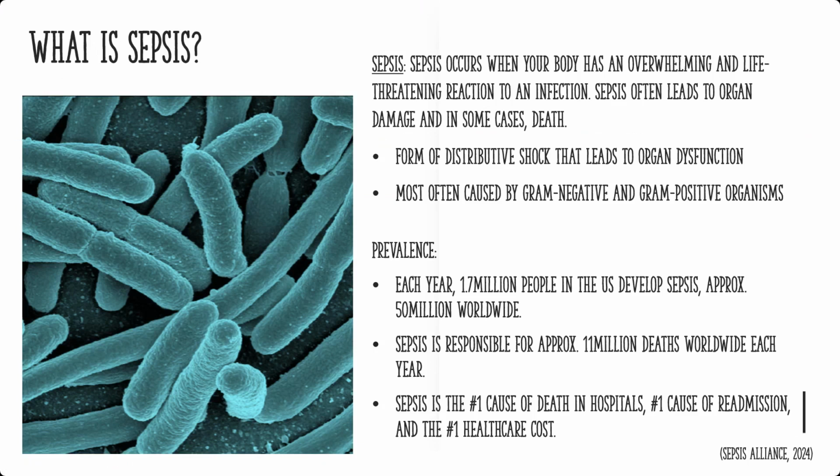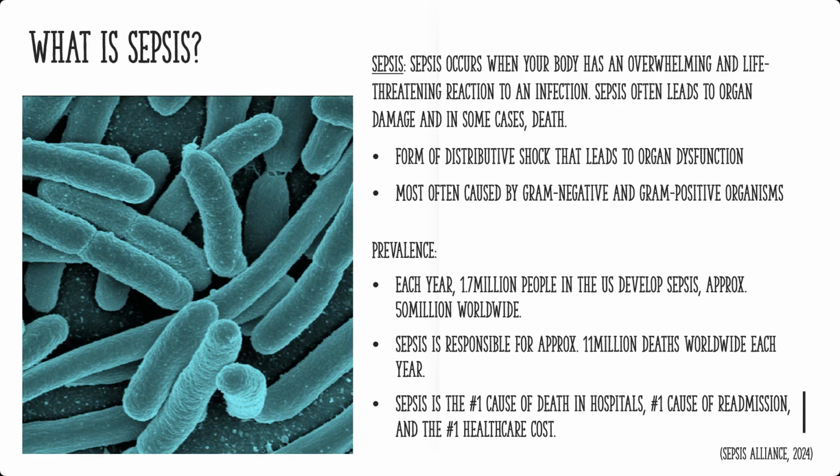Most of the time, sepsis is caused by gram-negative and gram-positive organisms, and I'll talk a little bit later about which ones those are, but most of the time it's Klebsiella, staph, strep, E. coli. It certainly could be caused by a pretty bad viral infection or a fungal infection, but most of the time it's those gram-negative and gram-positive bacteria.